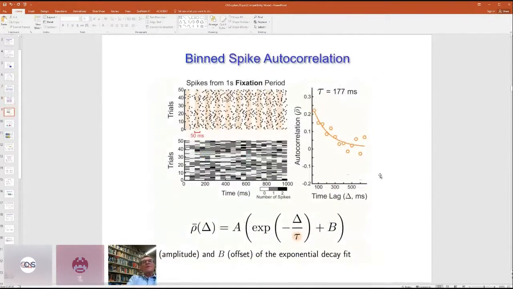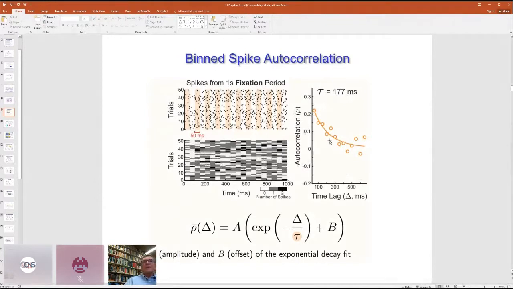The first analysis that we did, both on the neural data and on the network data, was to look at the autocorrelation. We did that by first binning into 50 millisecond bins, and then counting the number of spikes per bin for each trial, 50 trials. With that bin size, it's only 0, 1, or 2. And then we autocorrelated the bins with different delays.